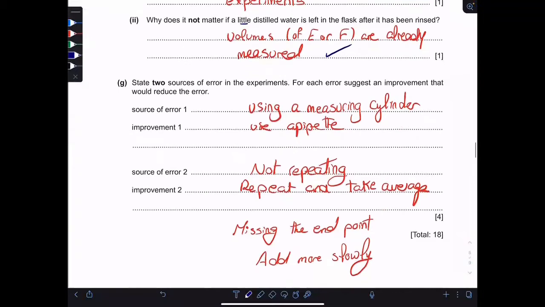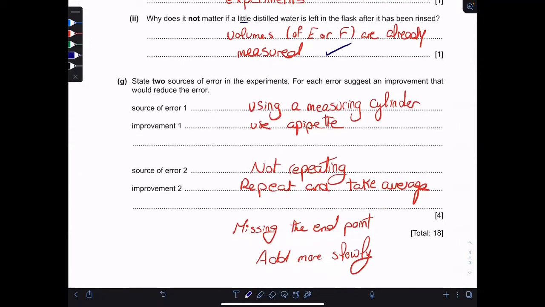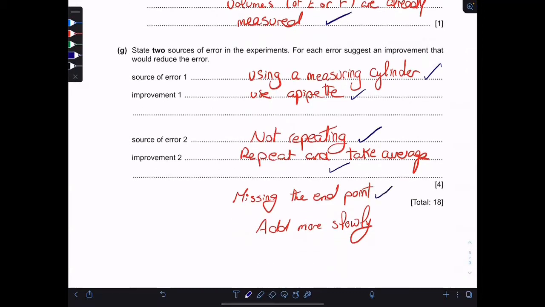G, state 2 sources of error in the experiment and suggest an improvement. Of course, the most obvious one is using a measuring cylinder. He should have used a pipette. A pipette here is more preferred than a burette because he already used the burette in the experiment. He didn't repeat, and it's important to repeat and take the average, especially in titration experiments, to minimize error. He might have missed the endpoint, and this is an important error in titration. One of the errors you can say is missing the endpoint or going past the endpoint, and the solution is adding the solution from the burette more slowly. Add the solution from the burette more slowly to take care not to miss the endpoint.